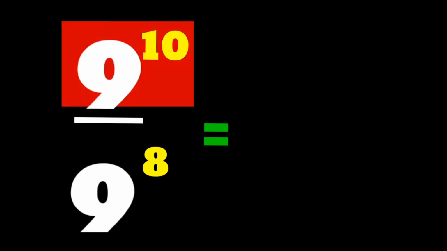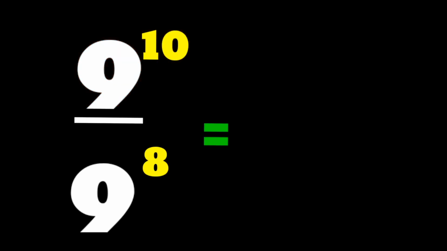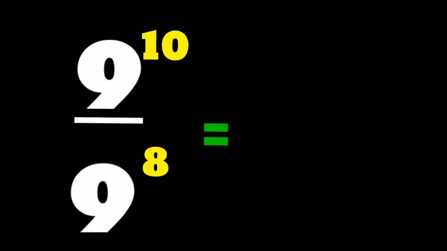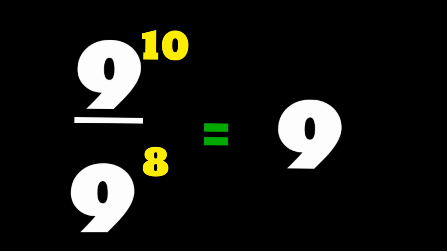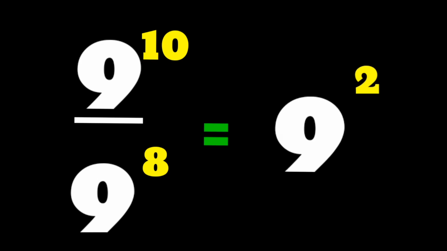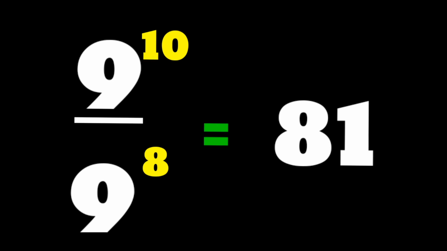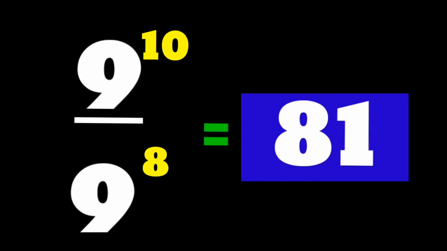Example 2. 9 to the 10th power divided by 9 to the 8th power. Copy the base and subtract exponents. 10 minus 8 equals 2. And 9 squared equals 81, which is the final answer.